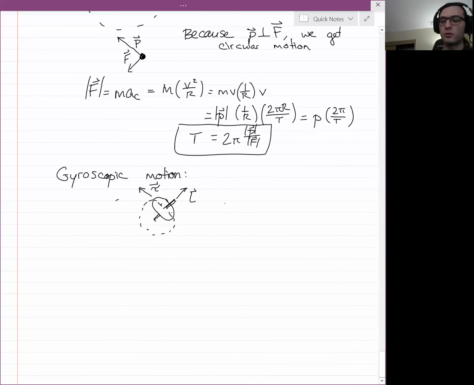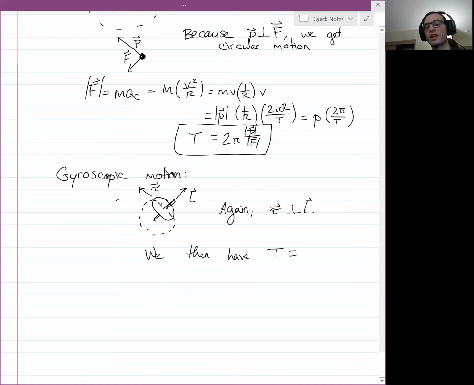And so again, we have that the torque, which plays the role of force for rotational motion, is perpendicular to the angular momentum, which plays the role of translational momentum for rotational motion. And so precisely using the same logic, we then have that the period of the precession, not the rotation rate of the gyroscope itself, is 2 pi times L over tau. And you can check the units, it checks out.